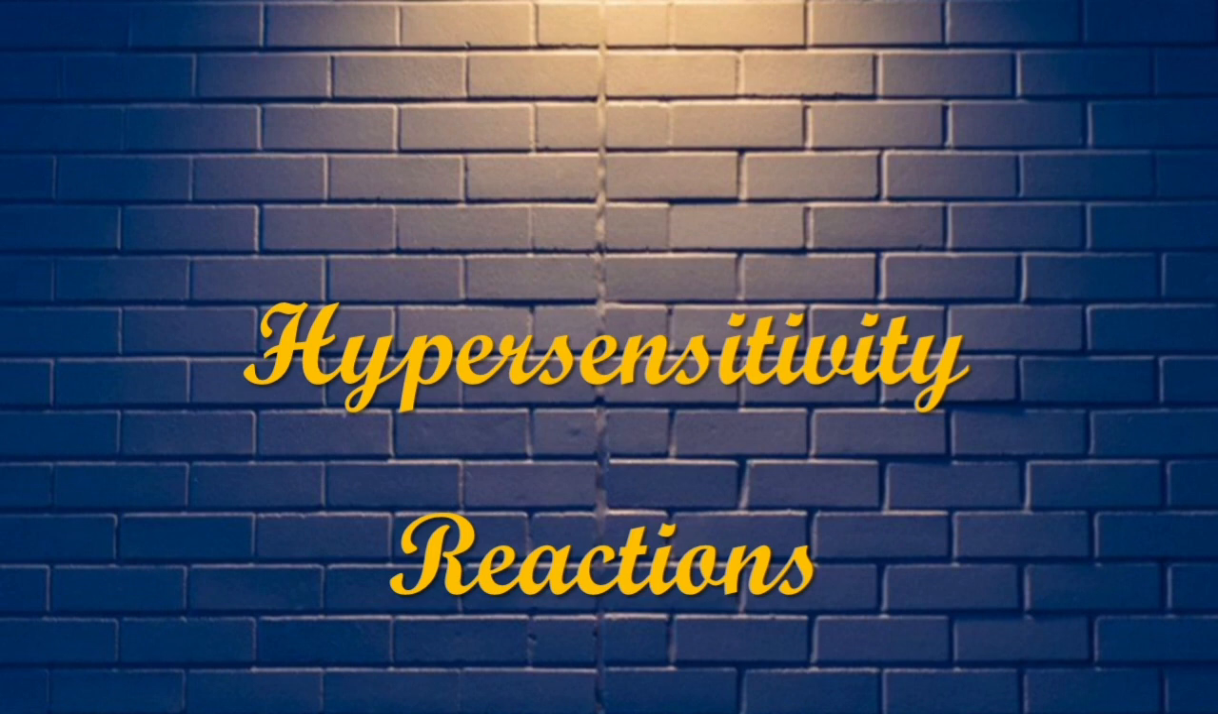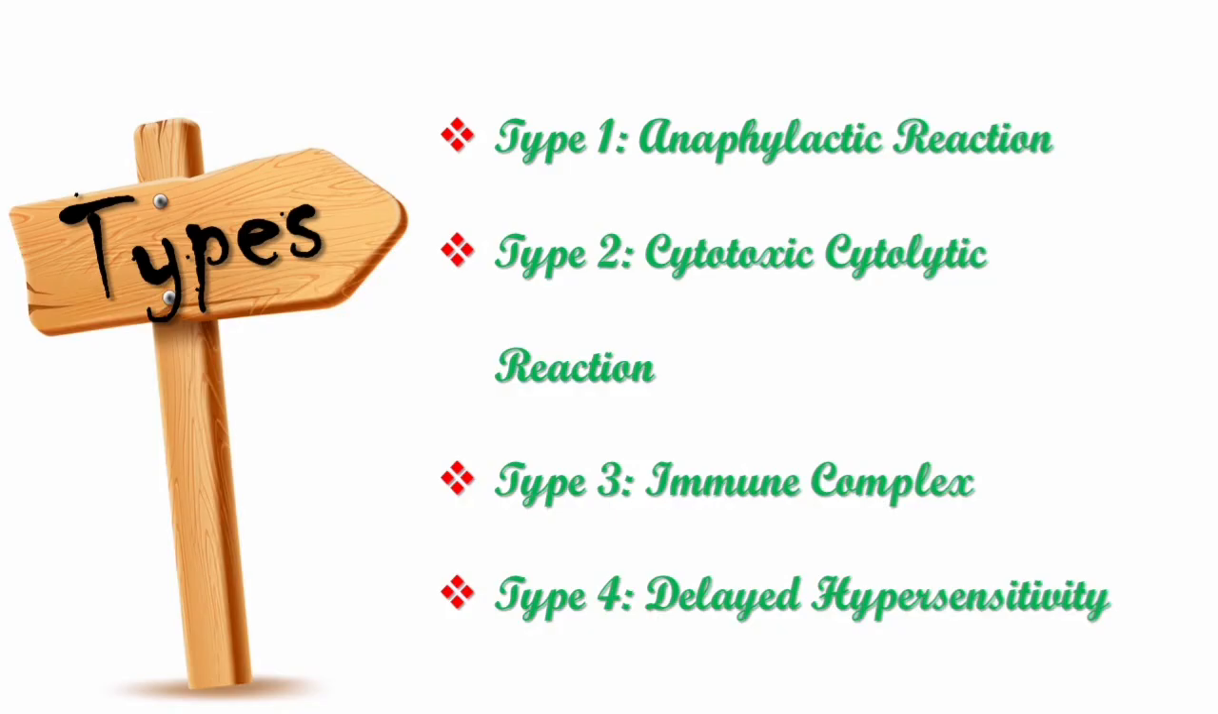Hypersensitivity reactions are immune responses that are exaggerated or inappropriate against an antigen or allergen. Mainly there are four types of hypersensitivity reactions, and because of this, a normally protective immune system has a harmful effect on the body. Now let's discuss the types. As we have already mentioned, there are four types: type 1, 2, 3 and 4.